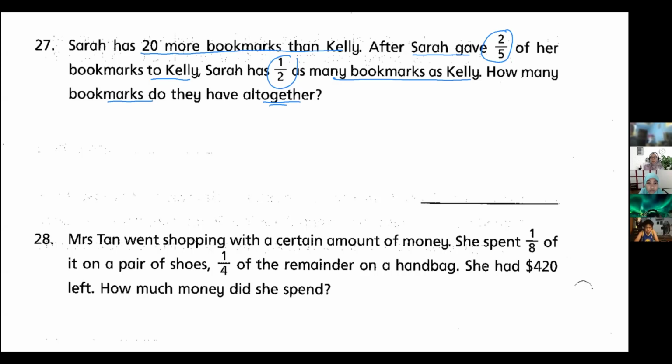Okay, for this one, you can see it's between Sarah and Kelly. Sarah gives to Kelly, Kelly gets from Sarah. So it's between the two of them only. Okay, so this is a total unchanged concept question. When you have this, you need to identify your before, change, and after.